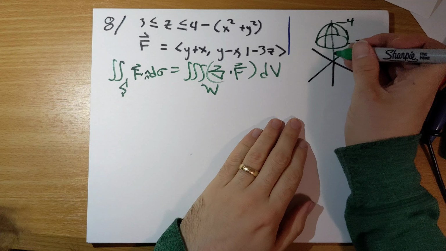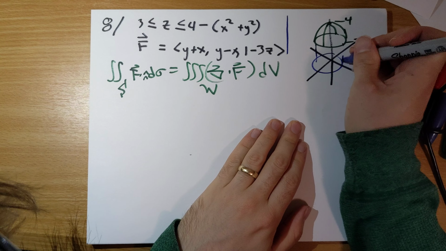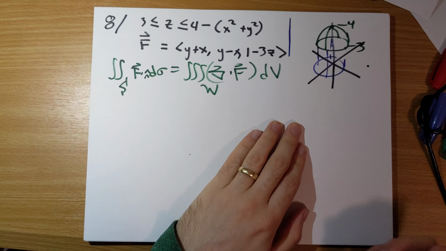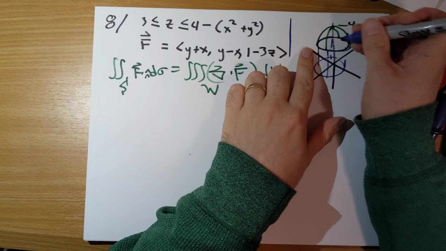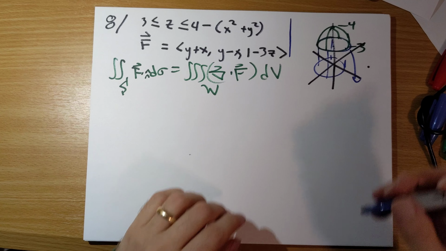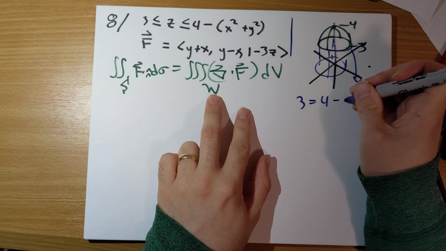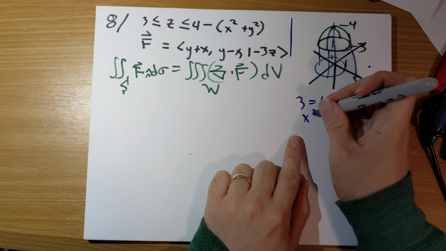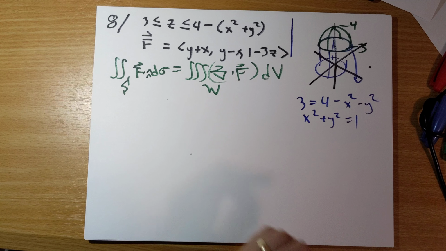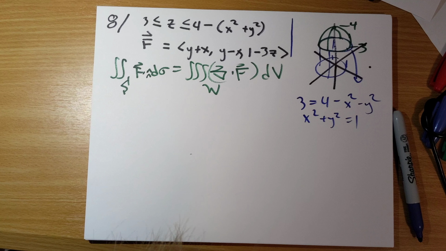And the projection, if we project this down to the xy plane, then what is this curve right here? Maybe is a better way to ask and answer this question. This is when these two intersect. 3 is equal to 4 minus x squared minus y squared. Subtracting 3 and rearranging, x squared plus y squared is equal to 1. Okay, so that shows what's going on here.